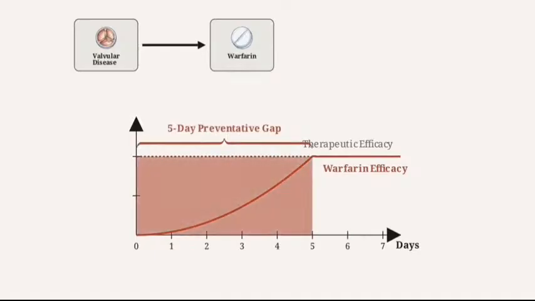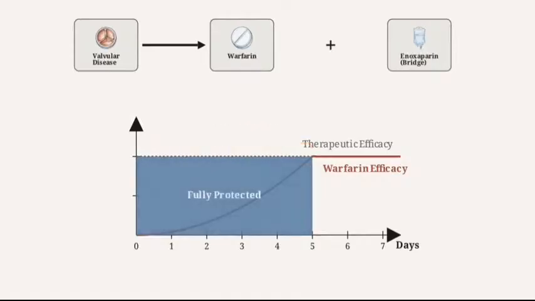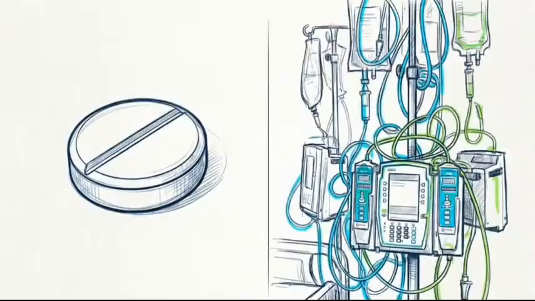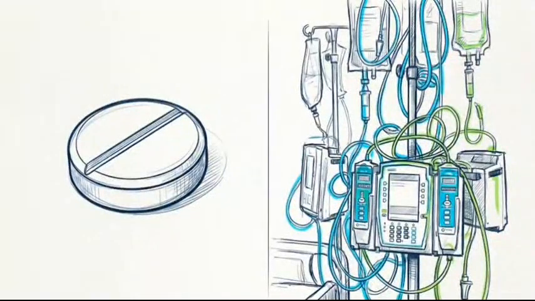You cannot leave a patient unprotected for 5 days. To fix this, we use a clinical workaround called bridging. We fill that dangerous gap by co-administering enoxaparin, a low molecular weight heparin, for the first 5 days, protecting the patient until warfarin takes over. For valvular patients, you sacrifice the convenience of a fast-acting pill for precise control, accepting the heavy clinical burden of managing that inpatient bridge.